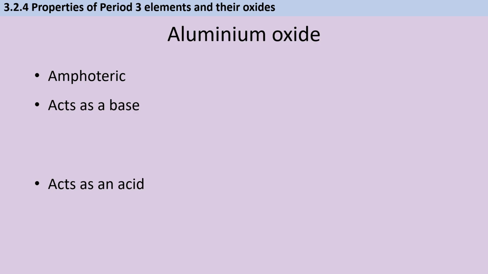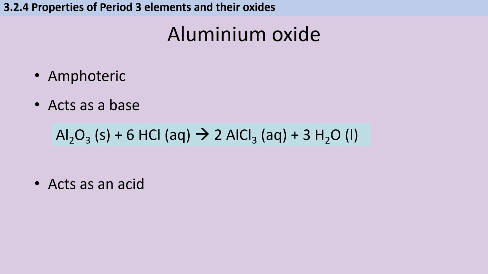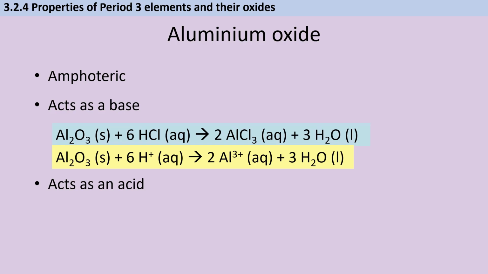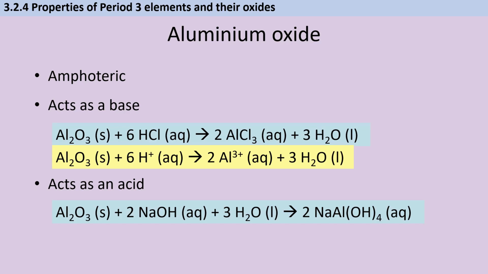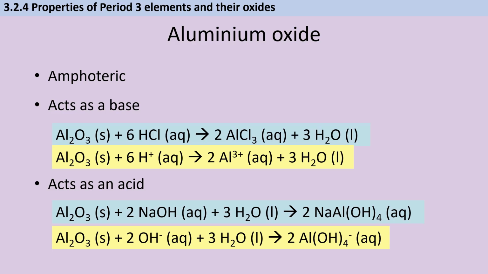Aluminium oxide is amphoteric, which means that it can act as either an acid or as a base. You need to be able to write symbol equations for aluminium oxide acting in both ways. So to give you an example of it acting as a base, here we have it reacting with hydrochloric acid to make a salt and water, and again we can write this as an ionic equation if we omit the spectator ions. Then it can also act as an acid, so here we have aluminium oxide reacting with sodium hydroxide to make sodium aluminate, which is what was made during the hydroxide precipitation test to identify the cations. And again we can put that as an ionic equation as well if we omit the spectator ions.